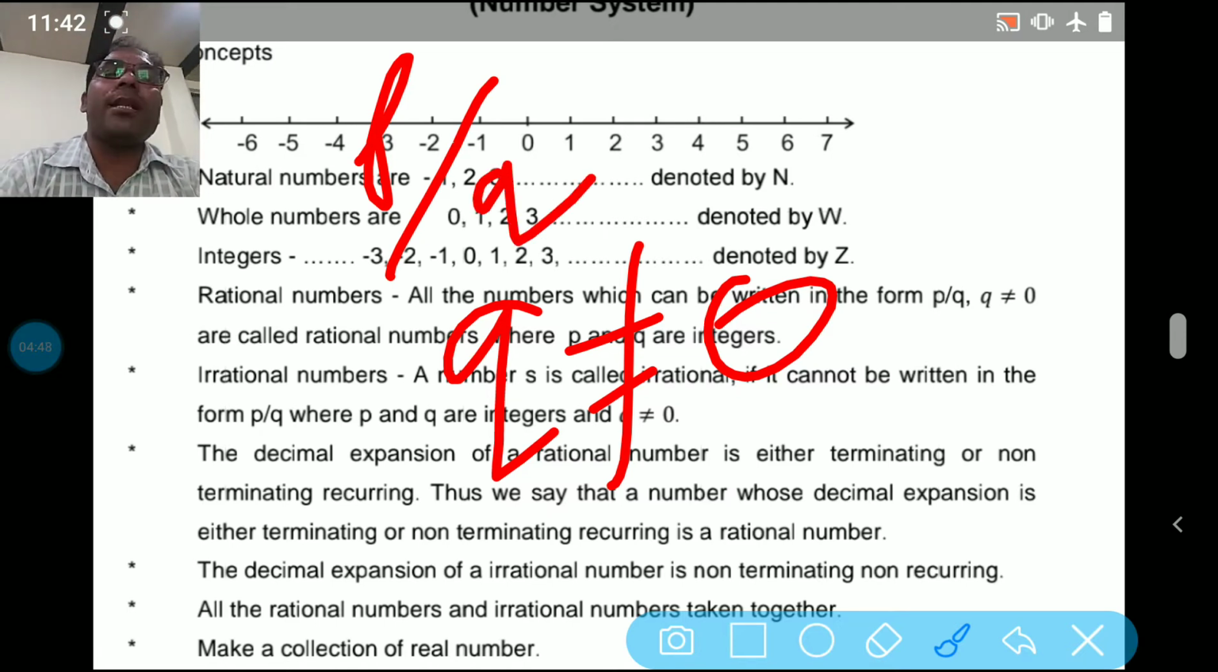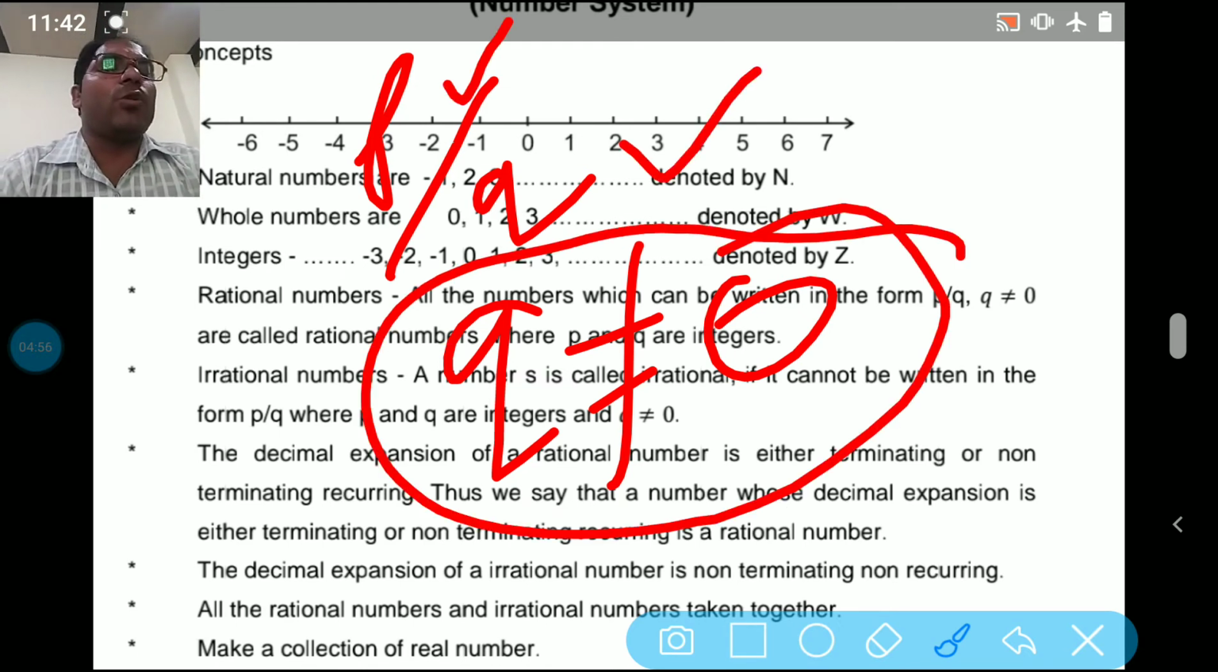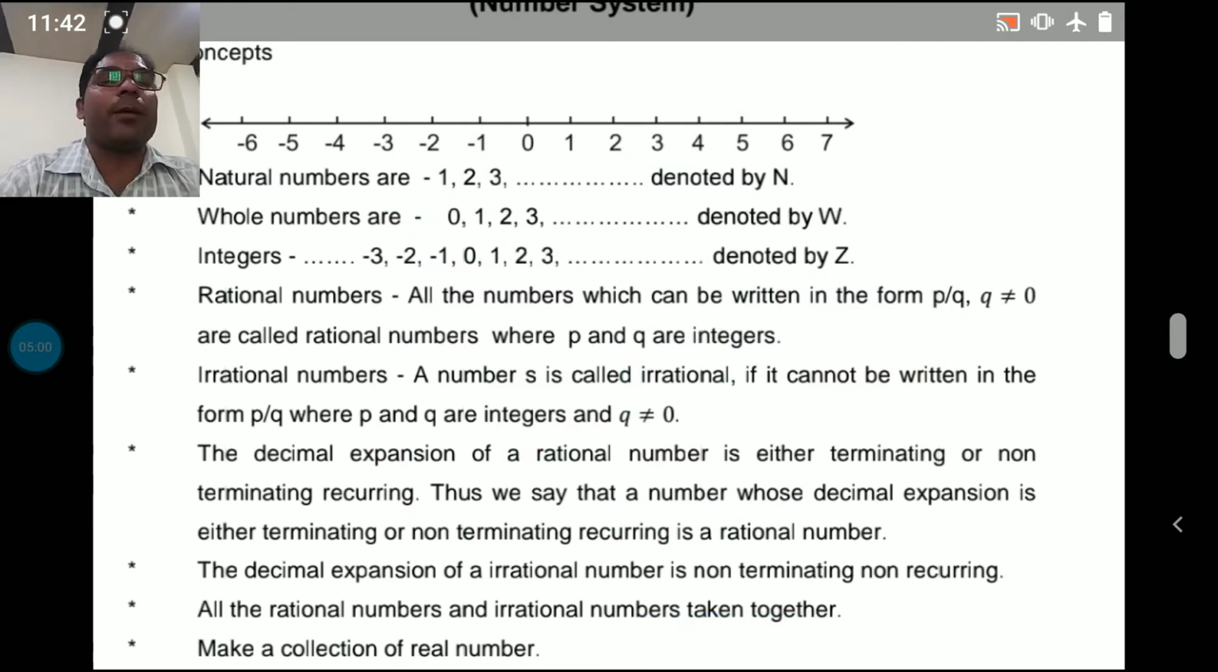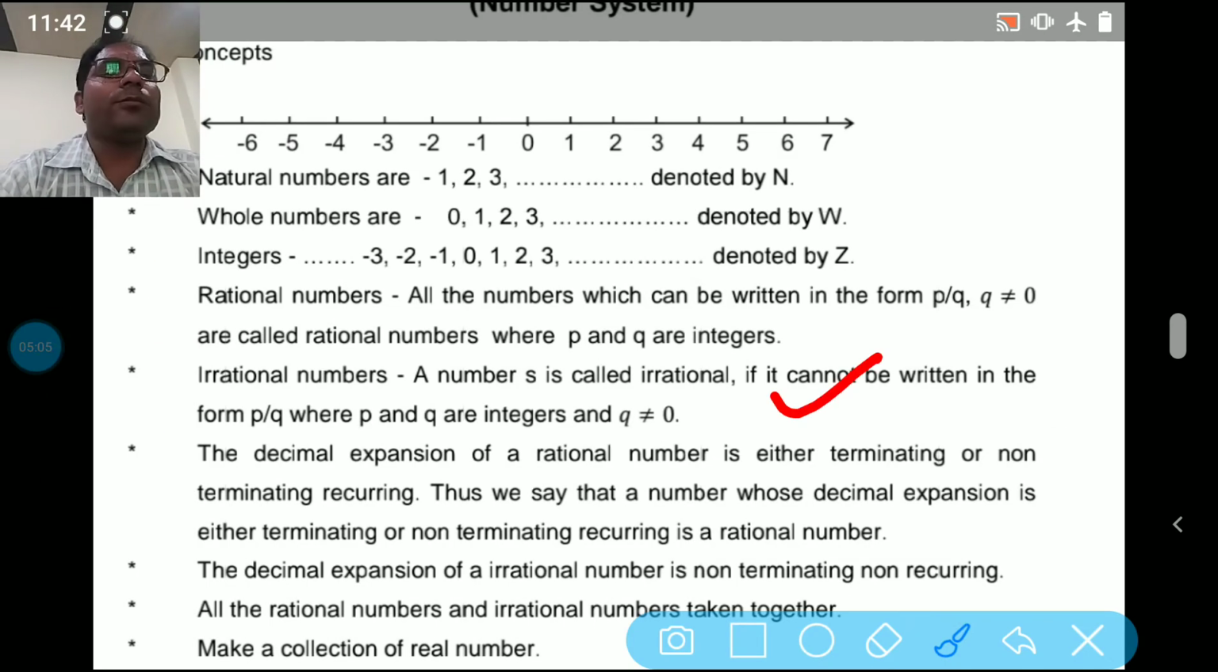When a rational number is in the form of P upon Q, P is the numerator and Q the denominator, and Q will never be equal to 0. This is the property of a rational number. Next is the irrational number. A number is called irrational if it cannot be written in the form of P upon Q.